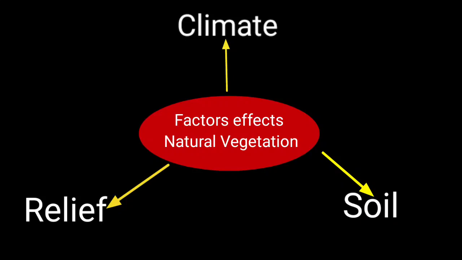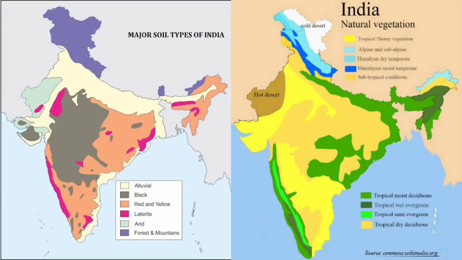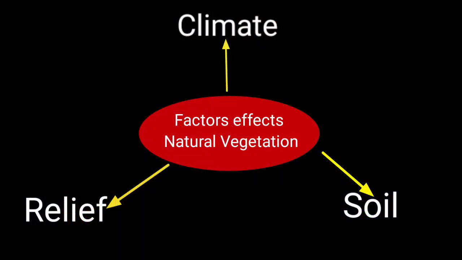The next factor is soil conditions, because if the soil differs, then the vegetation will also differ. Mountain soil will have alpine forest, desert soil will have desertic forest, and red soil, laterite soil and alluvial soil can have deciduous and evergreen forest. In this way, these factors affect the growth of natural vegetation.